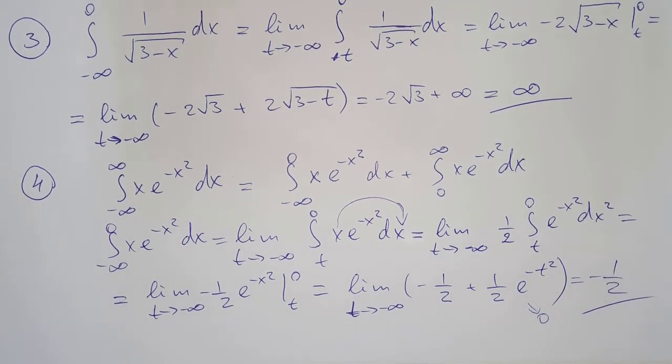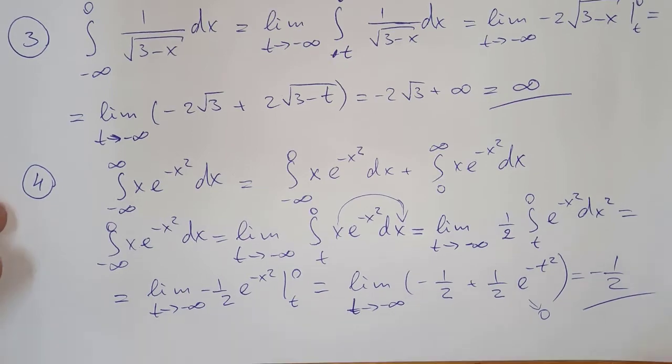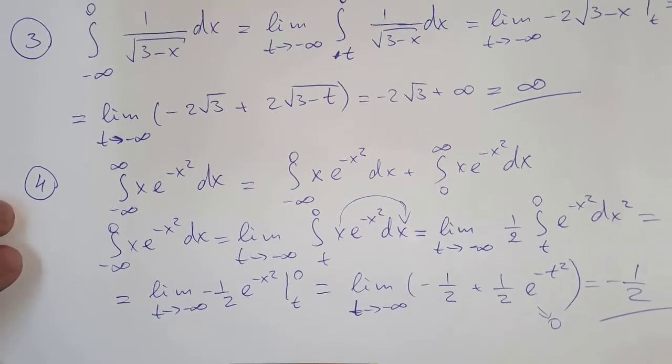So we have a finite value in our integral. So it means the first integral is convergent. No, it doesn't mean that the second integral will also be convergent. We need to check the second one also. Okay, let's check the second integral now.